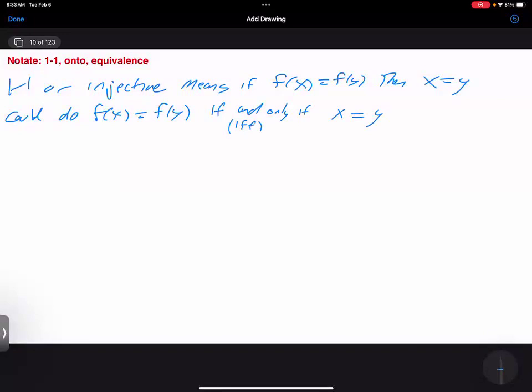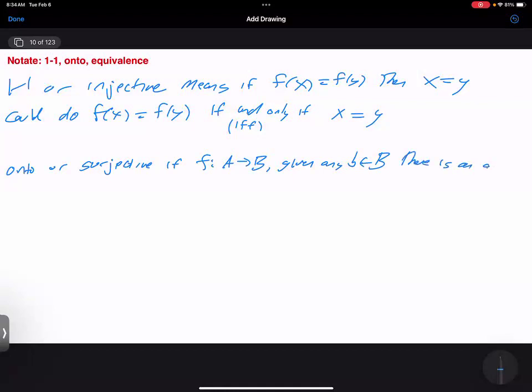So we say that the function is injective or one-to-one if it satisfies this. It's onto or surjective if f is from, say, A to B, given any b in B, there is an a in A such that f of a equals b. What this is saying is, no matter what item you have in the output space, I can find something in the input space that goes to it. That's what it means to be onto or surjective.